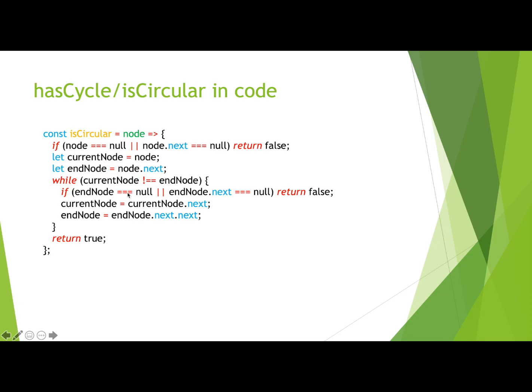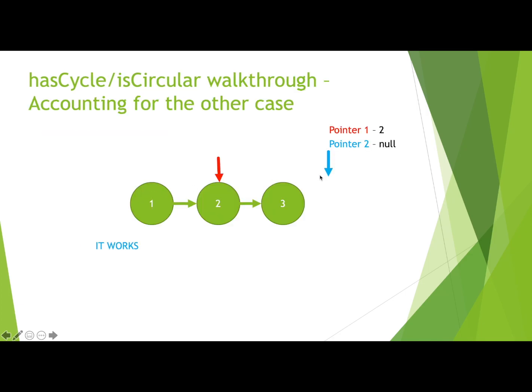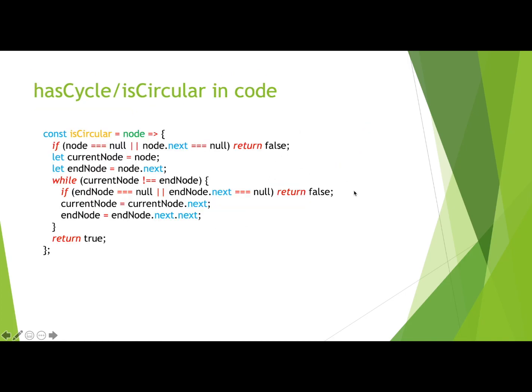So if end node is equal to null, so if our end node ever goes outside of our linked list, then we can return false because we know that there's an end that exists. We also want to check endNode.next for null, because if we did dot next of null, it would give us an error. It would basically say null doesn't have a property of next. So that's why we have this line here, just to make sure that we don't have that error.